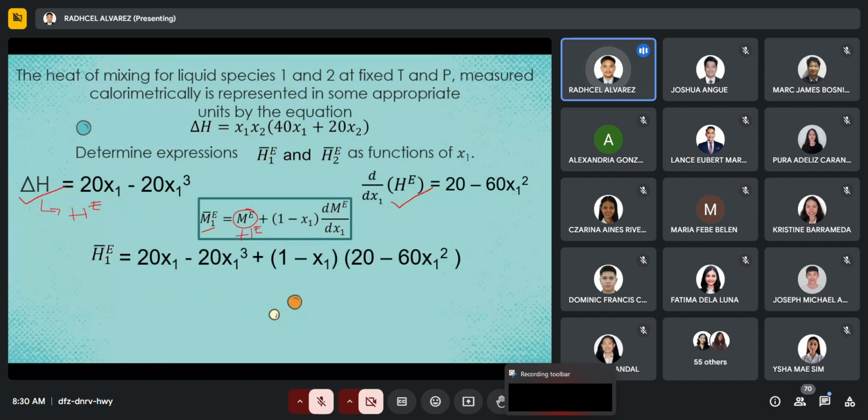So, this is just a direct substitution. So, substitute natin siya. Ito na yung nangyari. So, meron tayong 20x1 minus 20x1 cube. So, this one is for your HE. And then, plus 1 minus x1 times 20 minus 60x1 squared. So, this one is for your DHE with respect to dx1. Okay? So, simplify this one. Ano magiging sagot kaya natin for our partial property of excess enthalpy 1? Sige, paki-simplify.